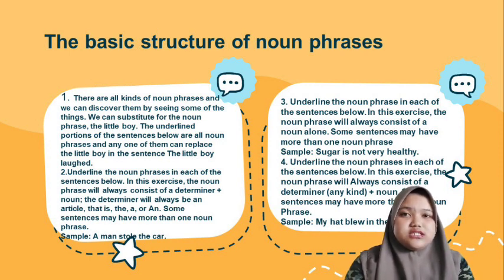In this exercise, the noun phrase will always consist of the determiner plus noun. The determiner will always be an article, that is, the, a or an. Some sentences may have more than one noun phrase. Sample: A man stole the car.